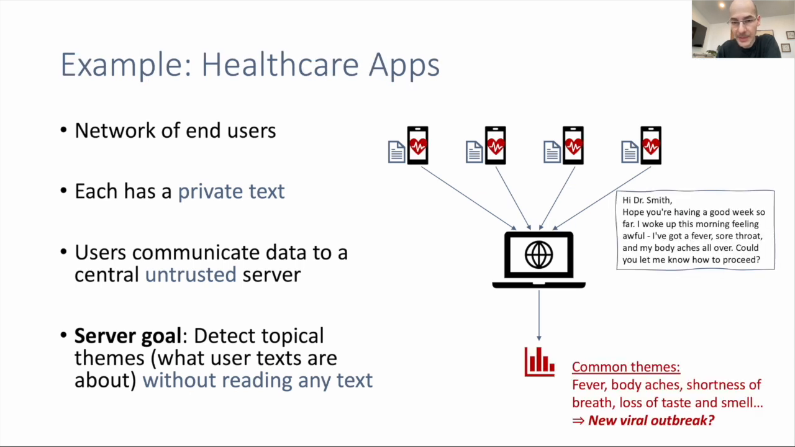For example, today, many people use healthcare apps on their smartphones to communicate with their doctors and report symptoms. This is obviously sensitive medical information that needs to be protected. At the same time, it could be useful to detect if, for example, suddenly many people report the same set of symptoms, to maybe detect possible emerging public health concerns and so on.